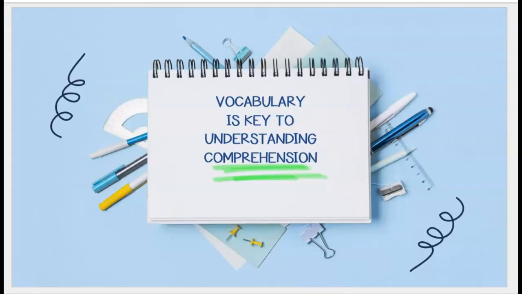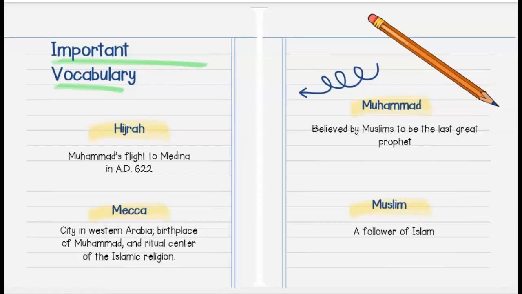And again, vocabulary is always important as you're reading through to understand what you're reading. Hijra is Muhammad's flight to Medina. Mecca is a city in Western Arabia, birthplace of Muhammad, and a ritual center of the Islamic religion. Muhammad is believed by Muslims to be the last great prophet, and Muslim is a follower of Islam.